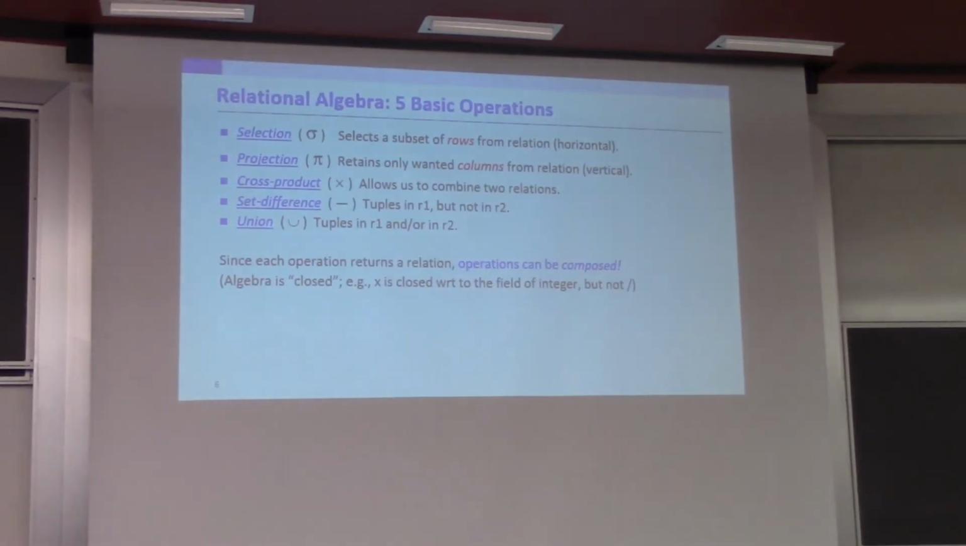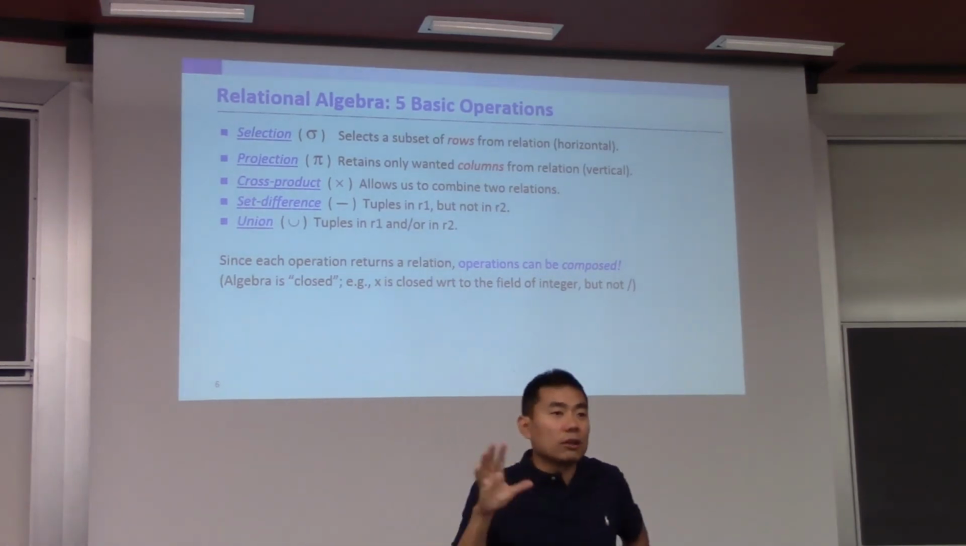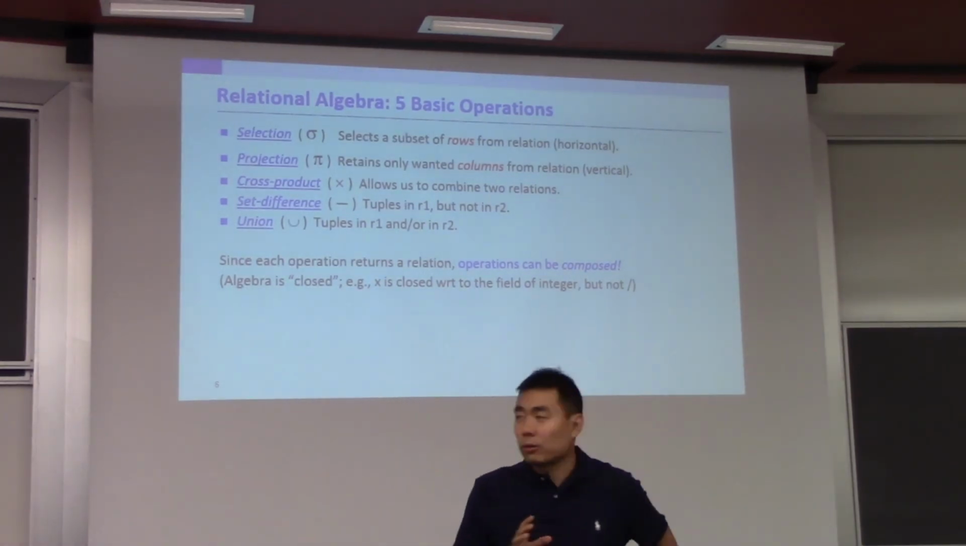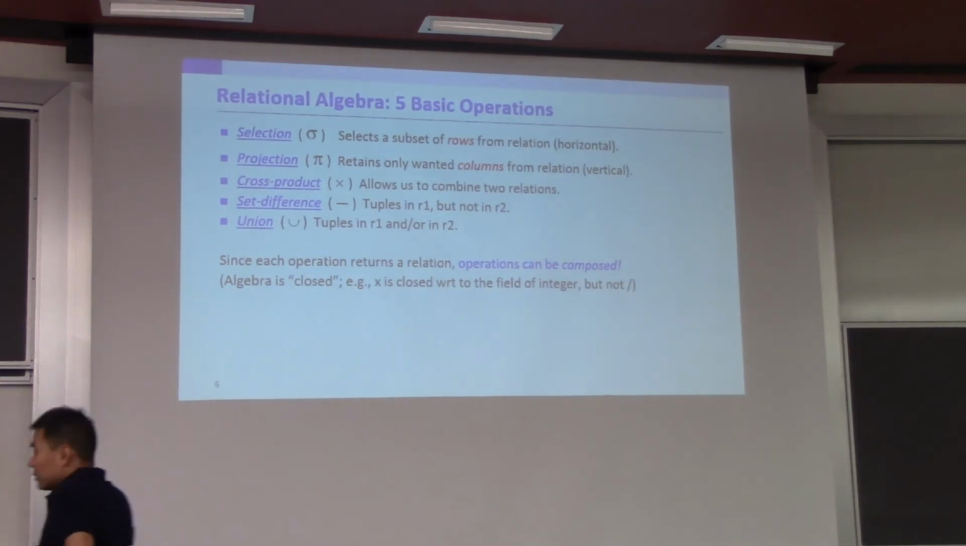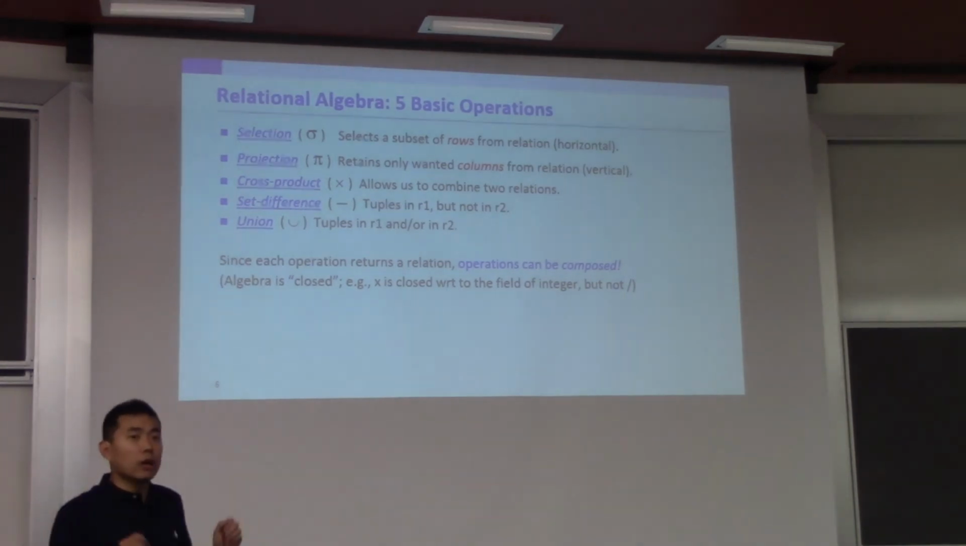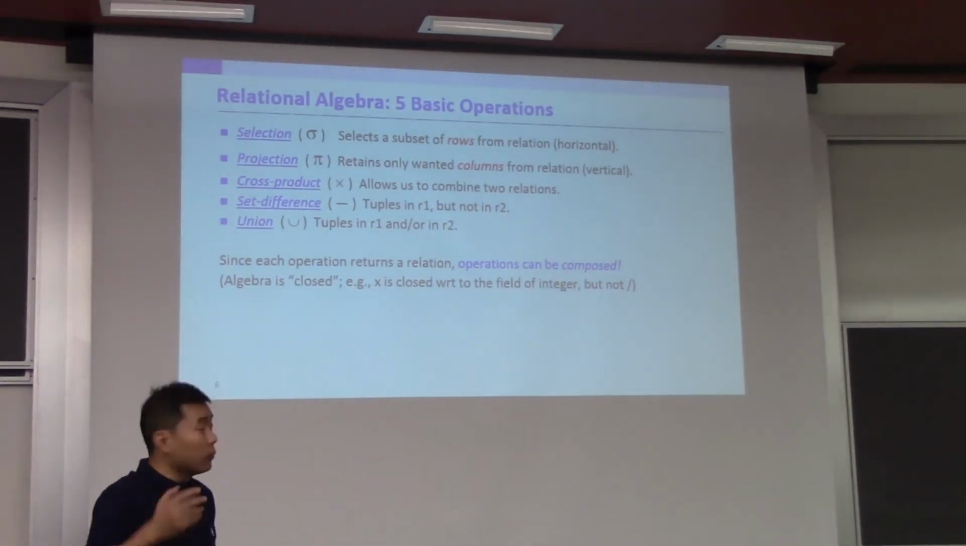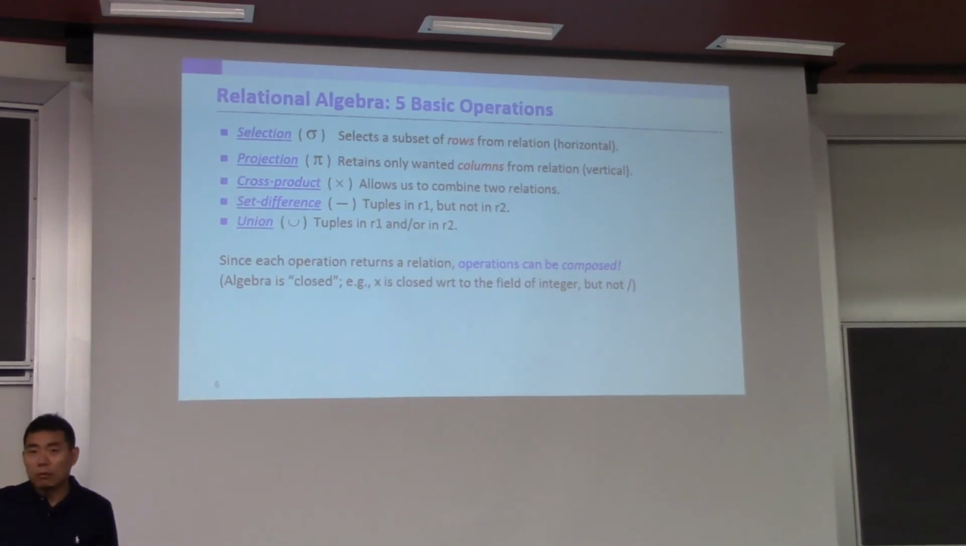So, relational algebra is really simple. It has 5 basic operators, and those are the 5 operators you need to understand. Once you know these, you can express a lot of powerful queries. The first operator is selection, represented by the Greek letter sigma; projection, represented by the Greek letter pi; cross product, set difference, and union. Selection and projection are unary operators. The other 3 are binary operators. We will go over each one of them one by one.